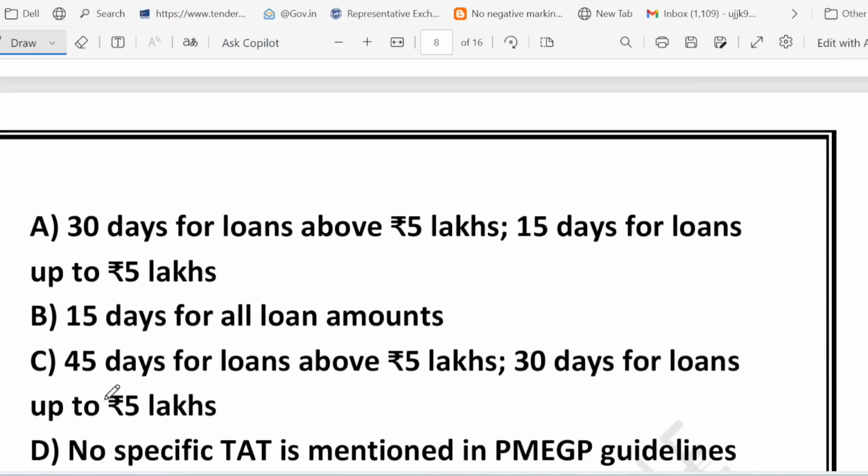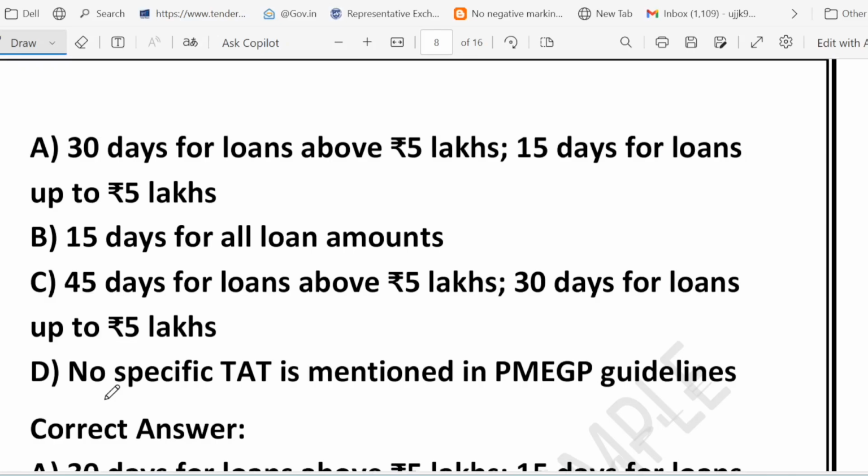Now let's look at the options. Option A says 30 days for loan above 5 lakh, 15 days for loan up to 5 lakh. Yes, it is correct. Option B says 15 days for all loan amounts. No, that is wrong. C says 45 days and 30 days. Again wrong. D says no specific TAT, it is again wrong.